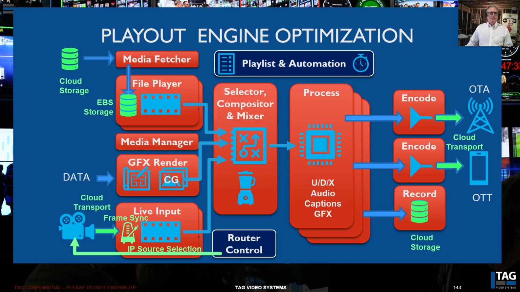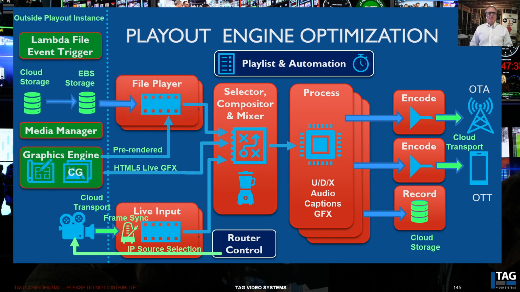But the first thing we want to do is move things outside of that engine that can be transient and run elsewhere. So I don't need those file triggers. I actually don't want the playout engine to manage media anymore because it's not going to a shared EVS storage anyway. And I can also put the graphics engine outside because I don't need graphics being generated in real time in the playout engine, because most of my graphics are not real time.